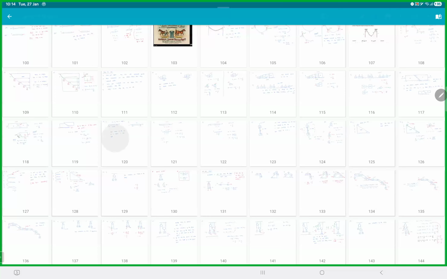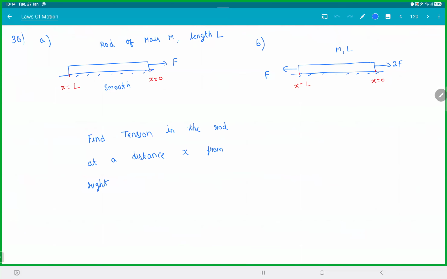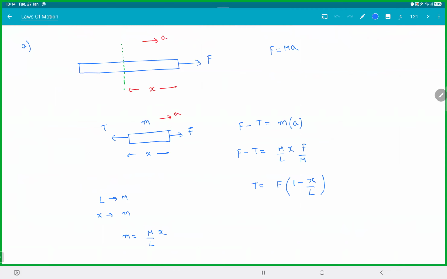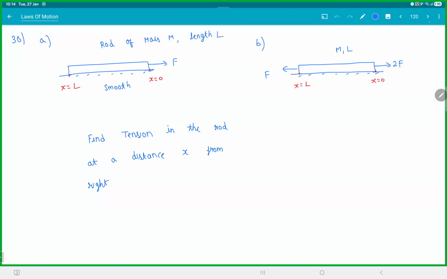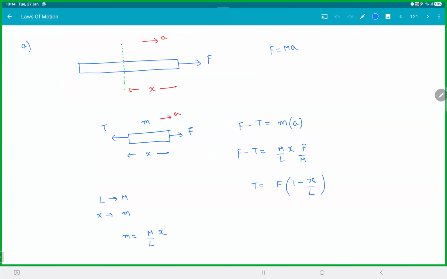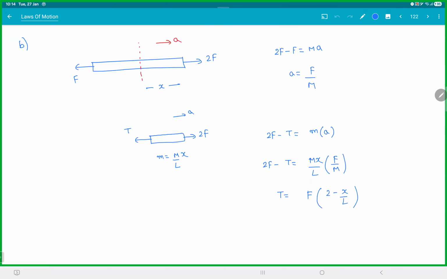Remember these questions? Find tension in the rod at a distance x from the right. So how to do these kind of questions? Find the acceleration. Wherever you want to find tension, cut it there. You'll get two pieces. Take any one piece, draw the FBD, get the tension. Hope you guys remember this process. We did all this stuff in NLM.